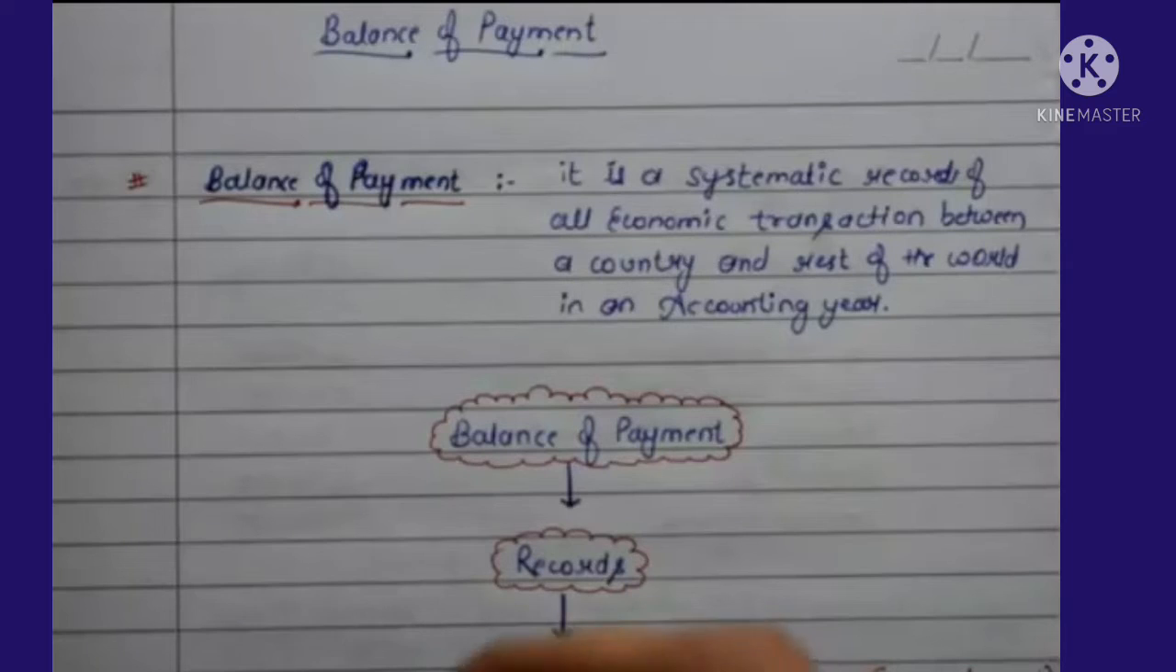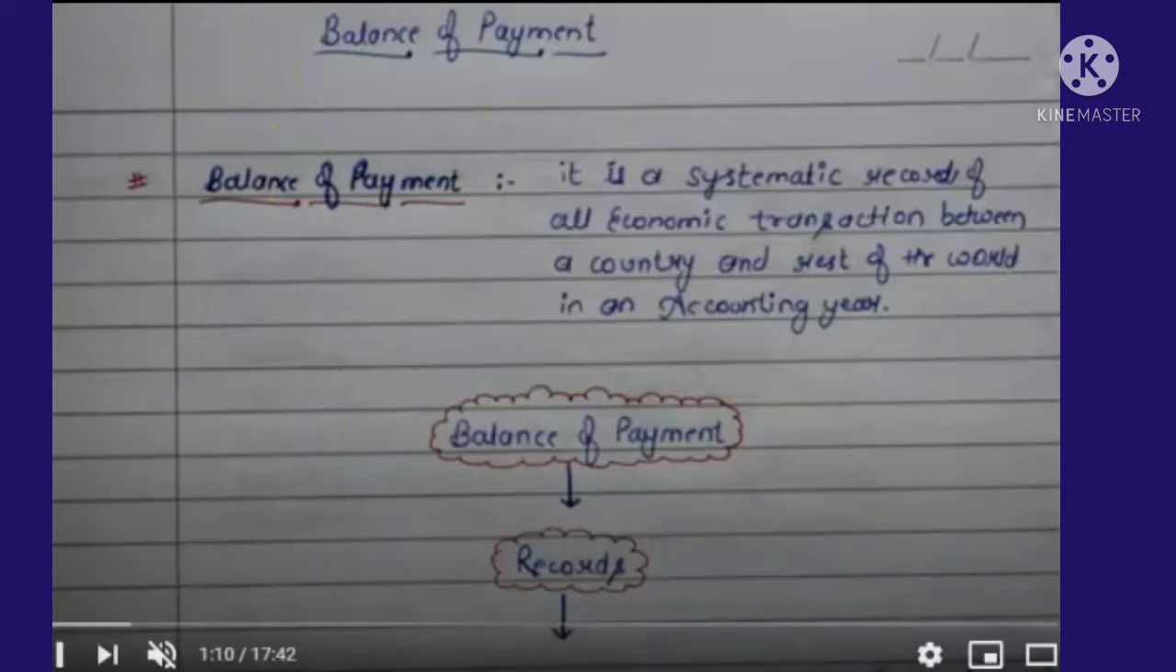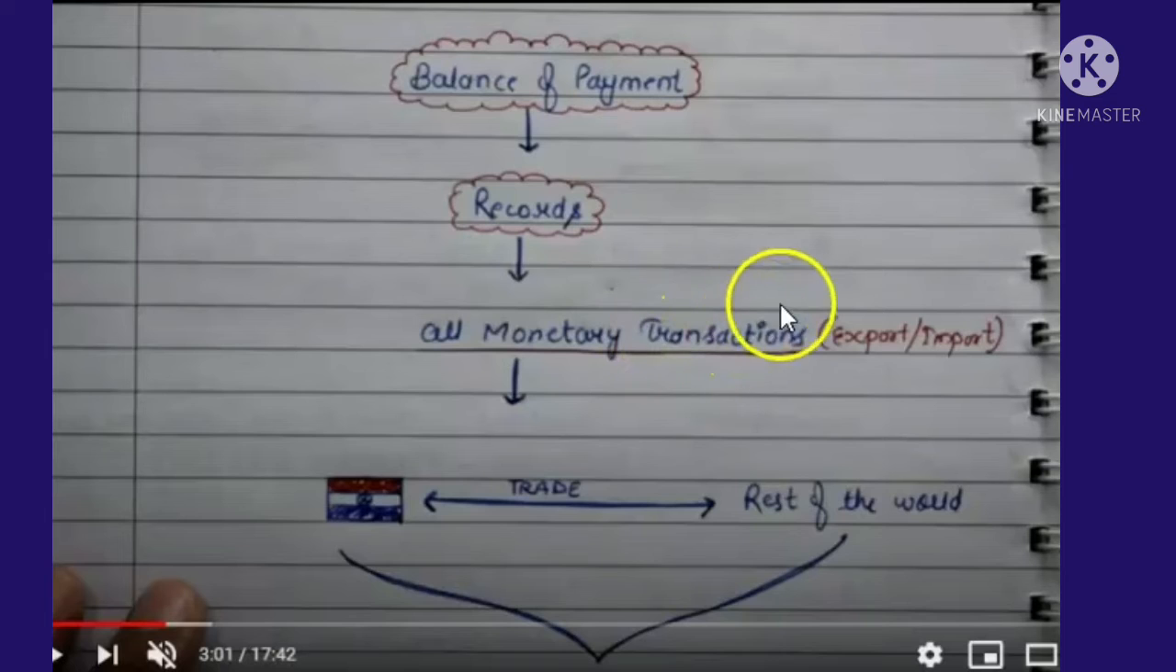So balance of payment records which and all aspects? It records all monetary transactions such as exports and imports. So if we are having a trade relationship with the rest of the world, that is some other countries, that has been recorded under this balance of payment. So it may be in all monetary transactions. So one nation's currency has been exchanged with the other nation's currencies. So that portion we are going to study.